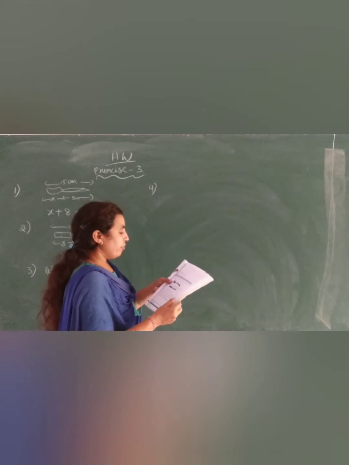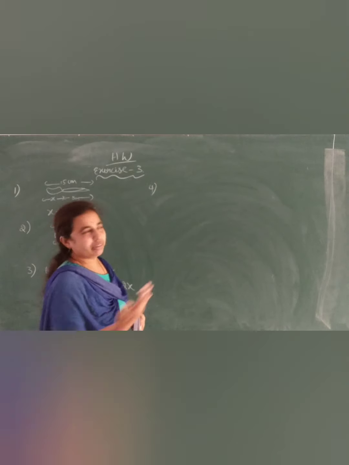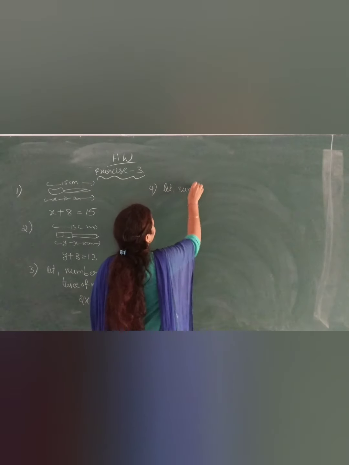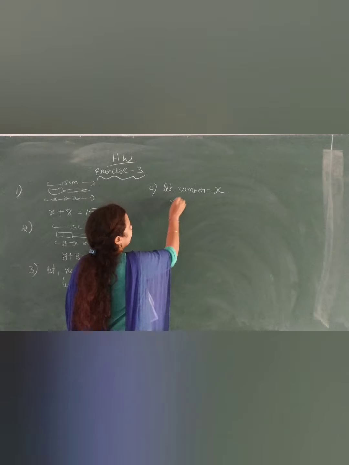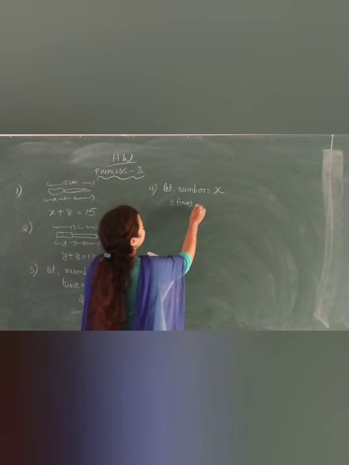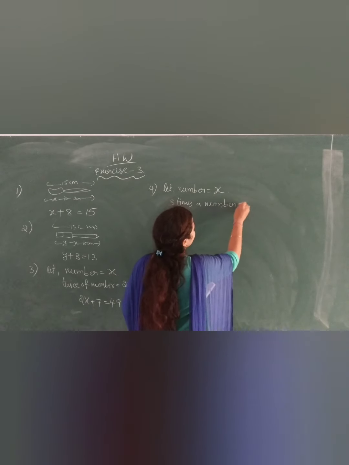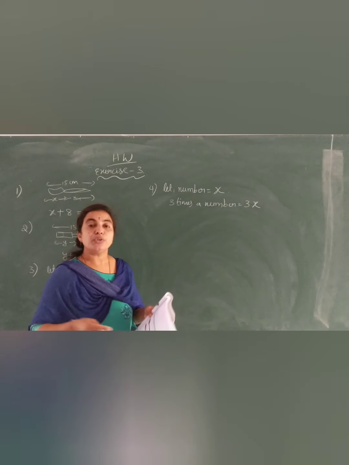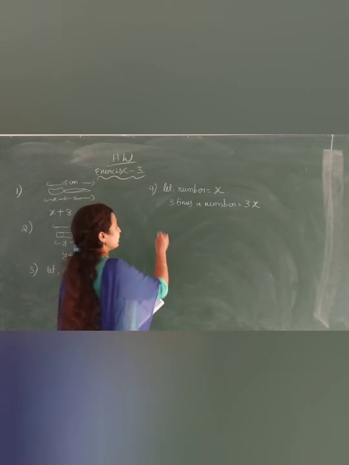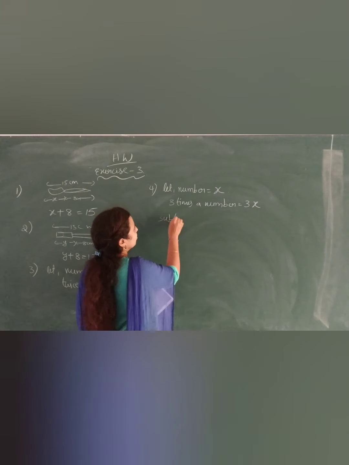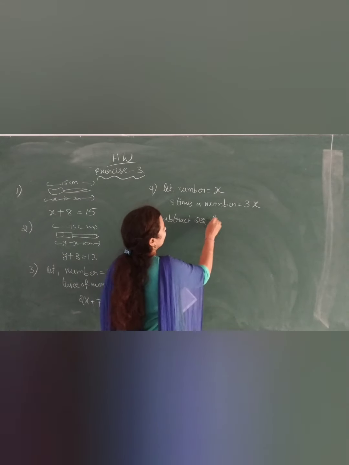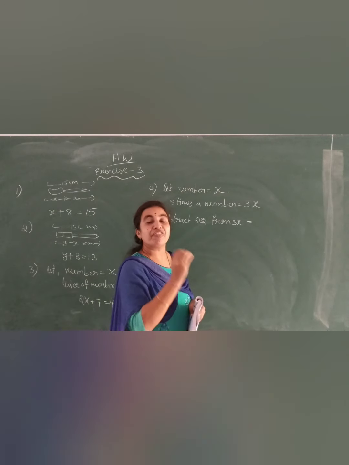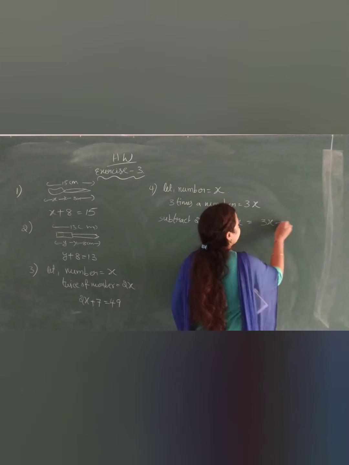Next. If we subtract 22 from 3 times a number, same as here, but subtraction. First, let the number be x. 3 times a number, 3 times means 3x. Now, what they have given? From that 3x, if we subtract 22 from 3x, how will you write that expression? Whatever 'from' is given, that you have to write first, means 3x minus 22.